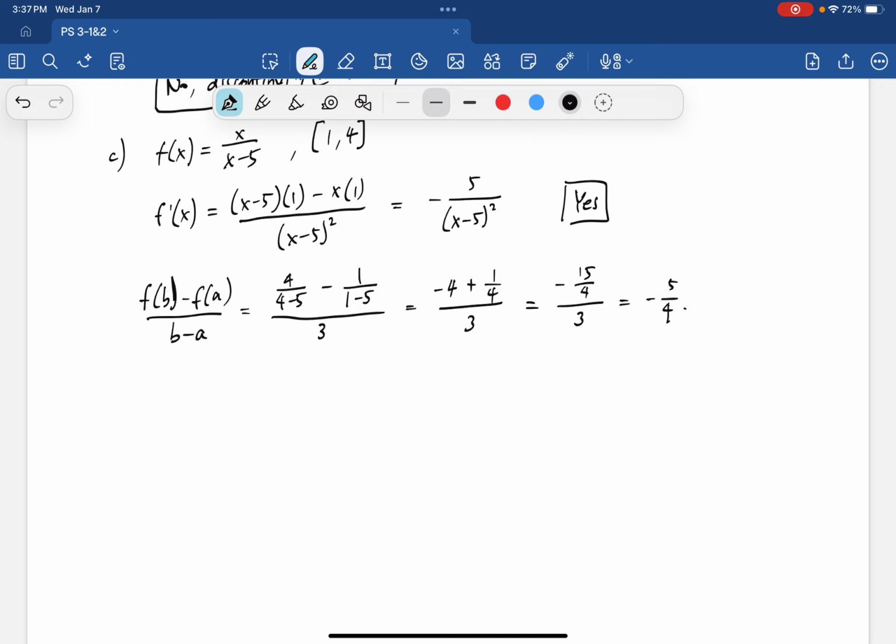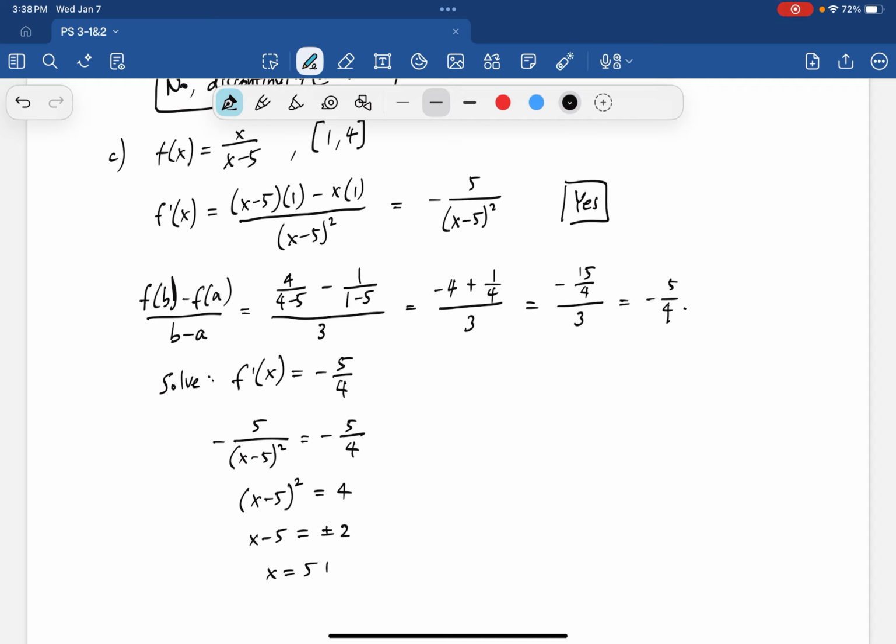Okay, so we're going to try to solve. All right, this is what the question is ultimately asking: trying to solve f prime of x equals negative 5/4. So we have negative 5 over x minus 5 squared equals negative 5/4. We can pretty much just look at this and see that x minus 5 squared has to equal 4, right? Which means that x minus 5 equals plus or minus 2. Don't forget the plus or minus, very important. And so x equals 5 plus or minus 2.